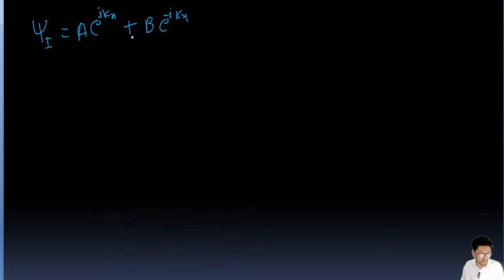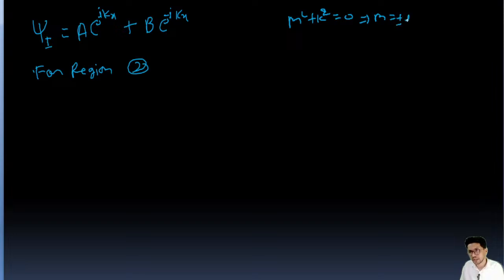Now for region 2, here I would also like to explain a very important point. If m square plus k square equal to 0, it means m equals plus minus iota k, right? In that case, the motion is oscillation motion. Wave motion is oscillation motion.